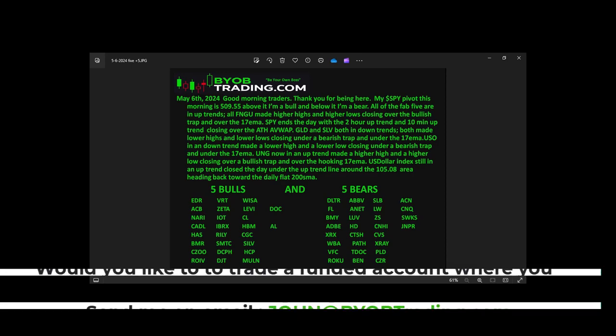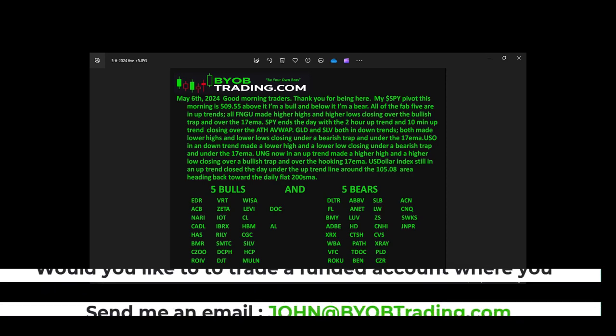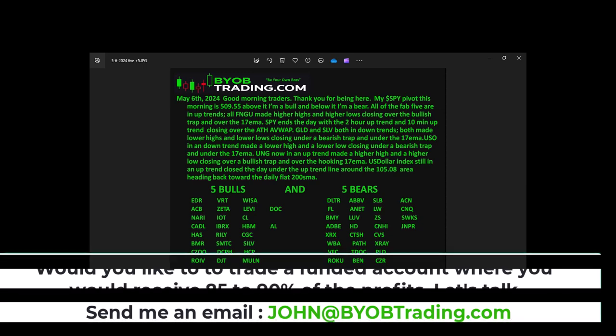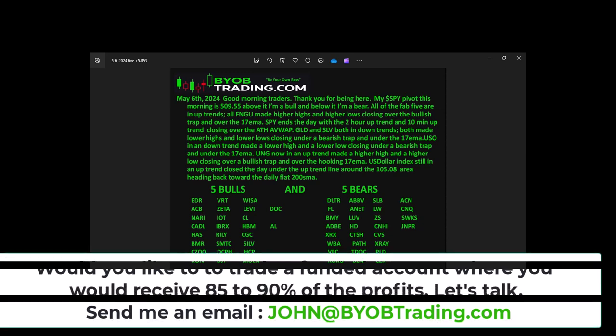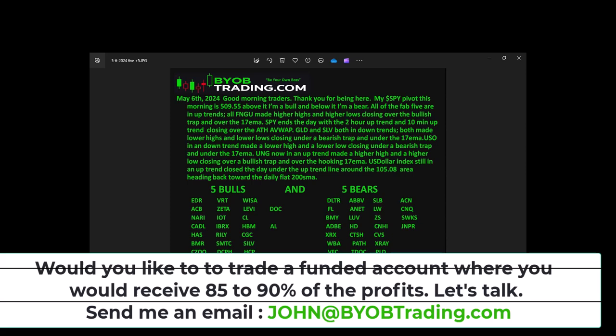My SPY pivot this morning is 509.55. Above it, I'm a bull. Below it, I'm a bear. Okay, all of the Fab Five are in uptrends. Okay, I don't know why that's in there. FNGU, that does not belong in there.